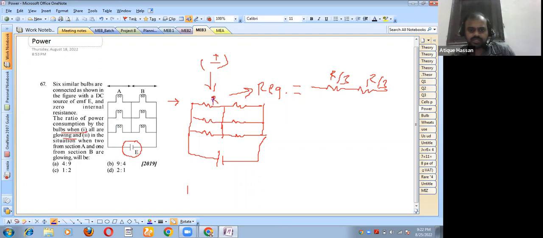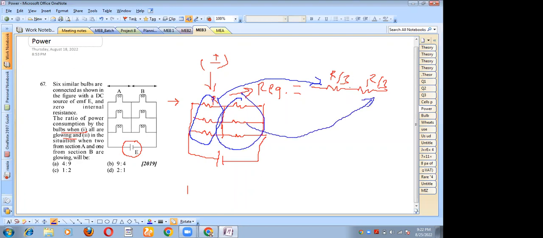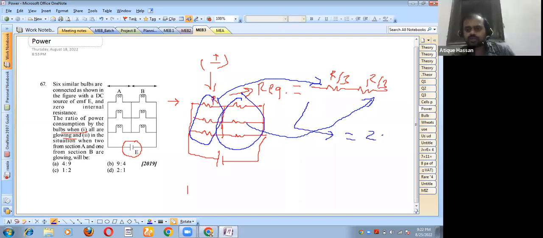Yes, see, these resistors are in parallel, so their equivalent resistance is R by 3, and these resistors are in parallel, so their equivalent is R by 3. Now both of these are in series, so R equivalent will be equal to 2R by 3, right? Both of you understood this, how we got 2R by 3?